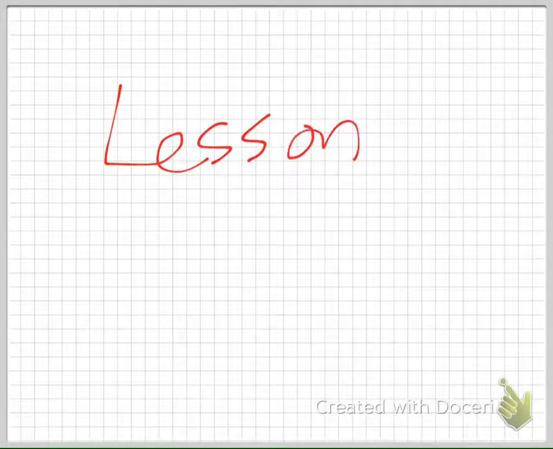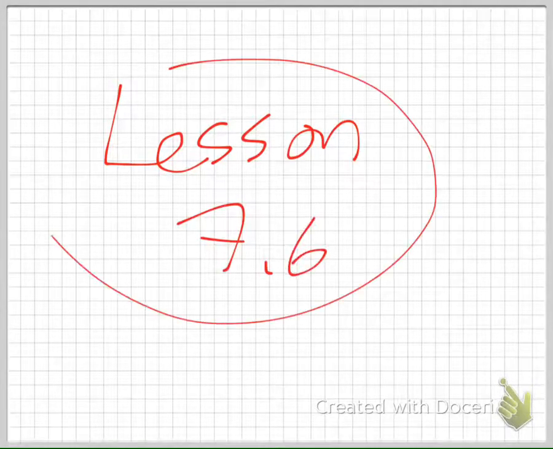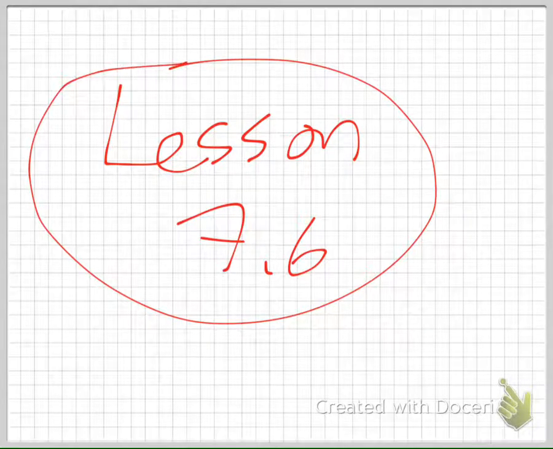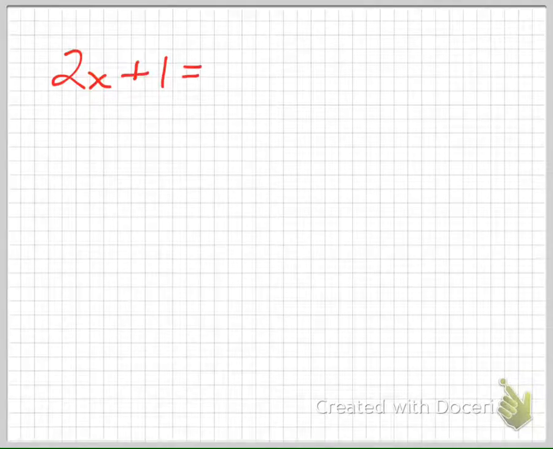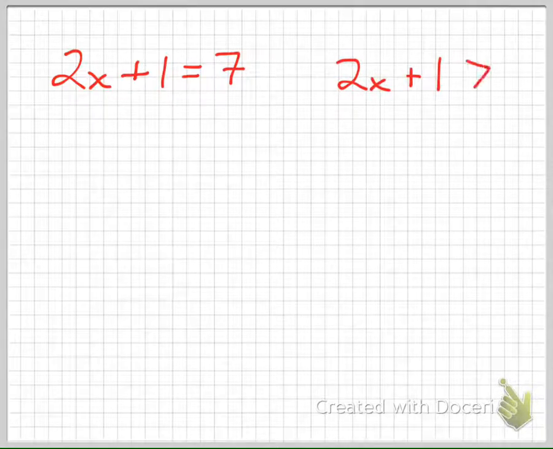All right, this is pre-algebra lesson 7.6, solving two-step inequalities. Okay, I'm going to show you one question here, and we'll see if you can do this. So it goes 2x plus 1 equals 7. And then over here we're going to go 2x plus 1 is greater than 7.